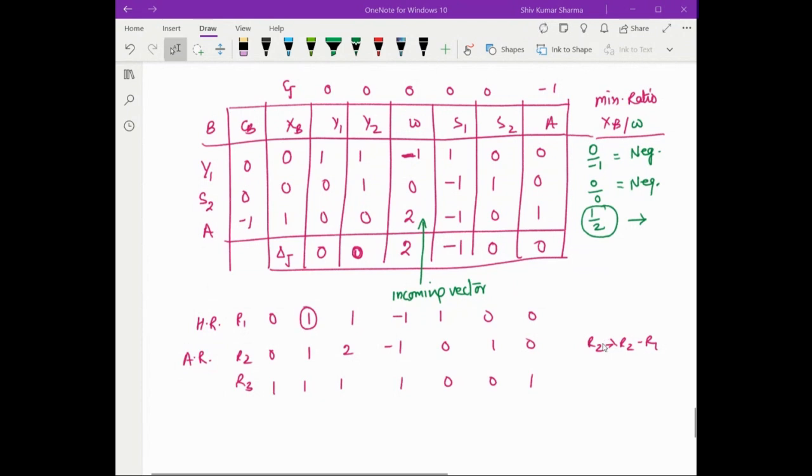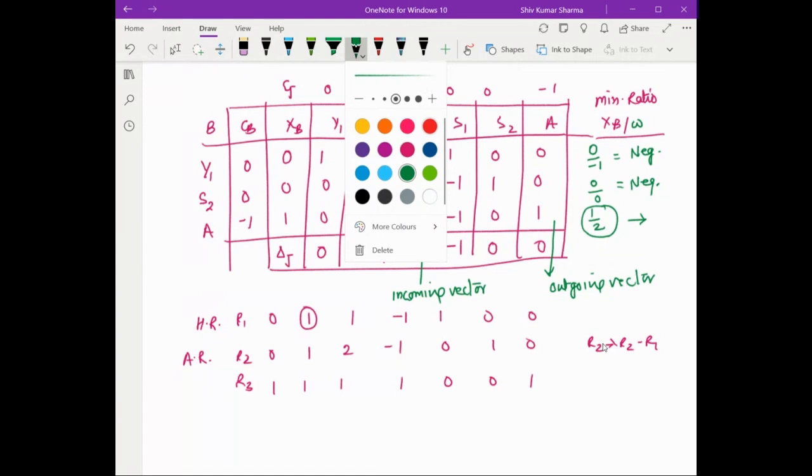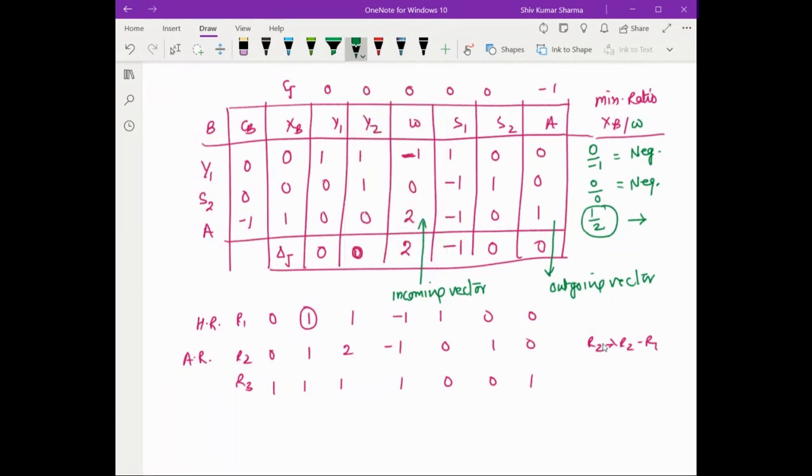So we neglect them. That means this is our outgoing vector. Here the artificial variable is the outgoing vector. Okay, so we eliminate it from the table.